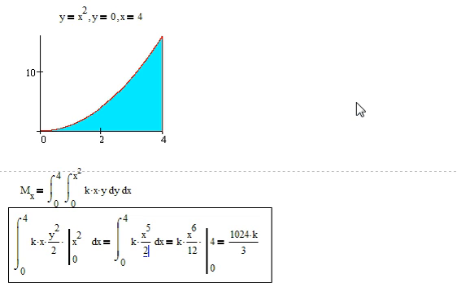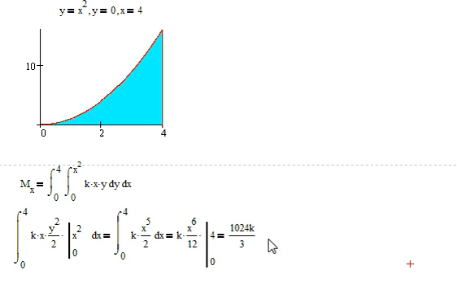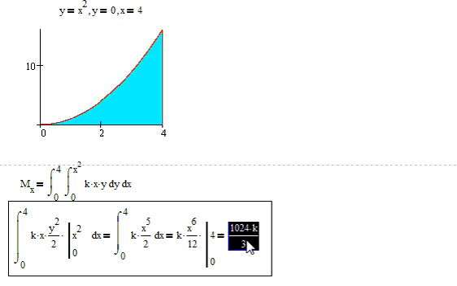Well, 2 to the 12th is 2 to the 10th times 2 squared, and the 2 squared and the 4 in this 12 cancel out and give us 1024, which is 2 to the 10th, k. You should know 1024 is 2 to the 10th because that's how big a kilobyte is. So our answer for the moment about the x-axis is 1024k over 3.